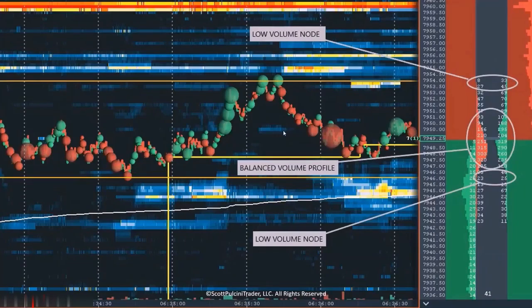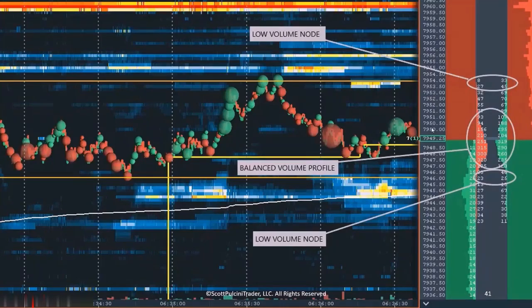Like on this one, for example, we have a little bit of a wider range, and you've got a balanced volume profile and a low volume node over here and over here. We're going to look for fading those moves into these low volume nodes. So we're going to look for our levels where they are.